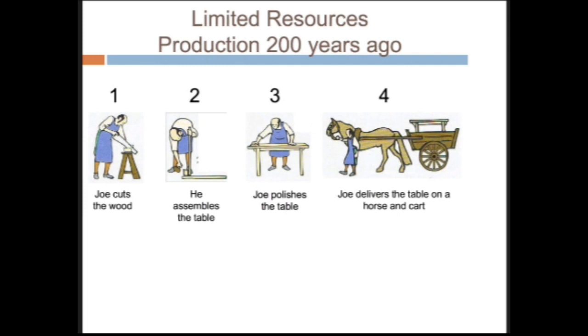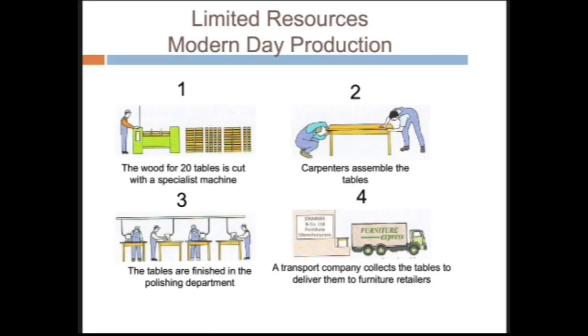And Joe delivers it. That was the old method, not necessary now. Now the world has changed. Now production practice has come for the modern limited resource, modern day production. Now for wood cutting, the machine simply cuts 20 woods individually, so it doesn't require too much labor.